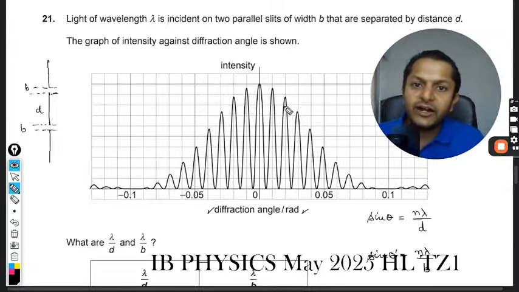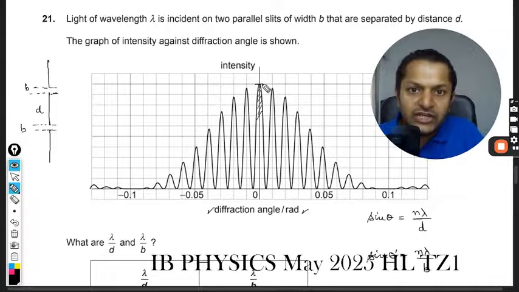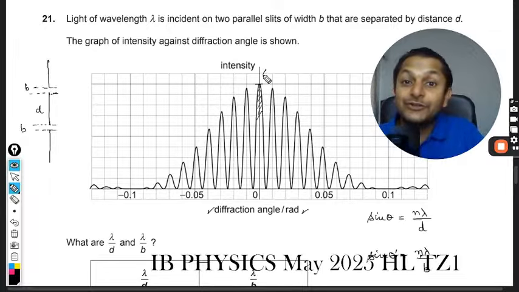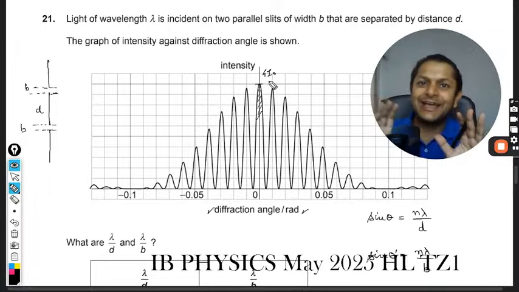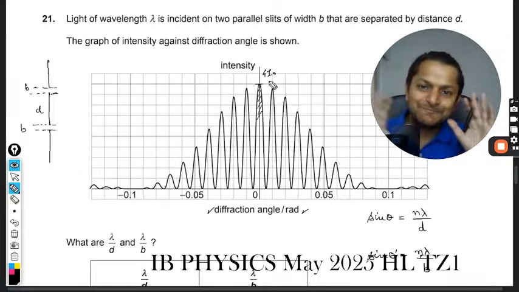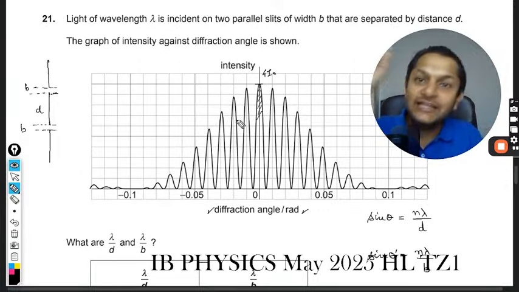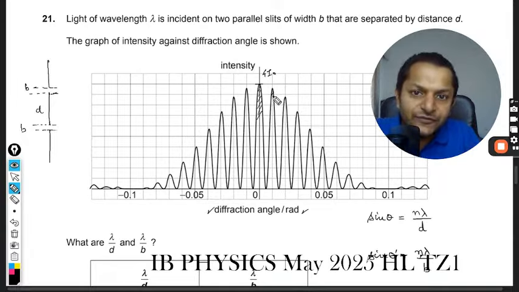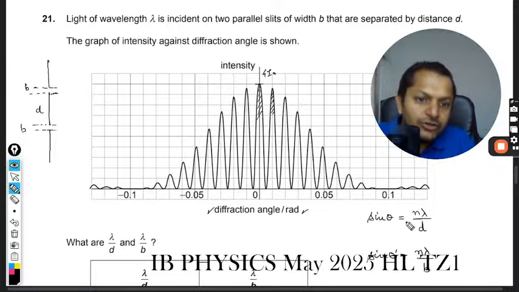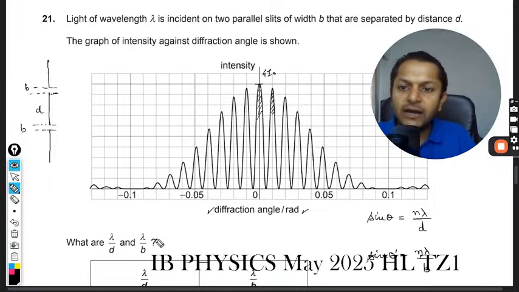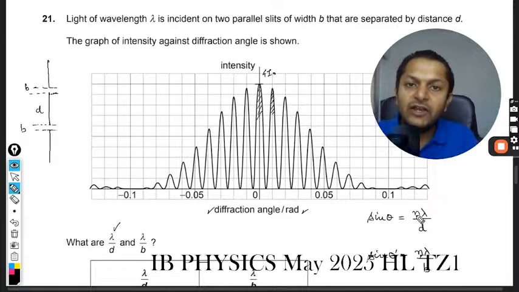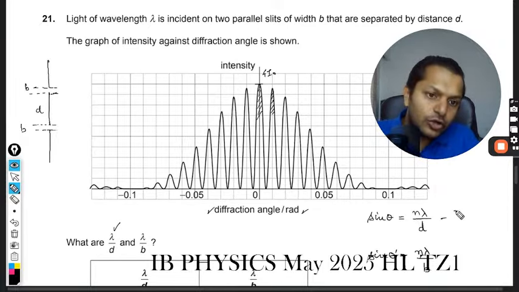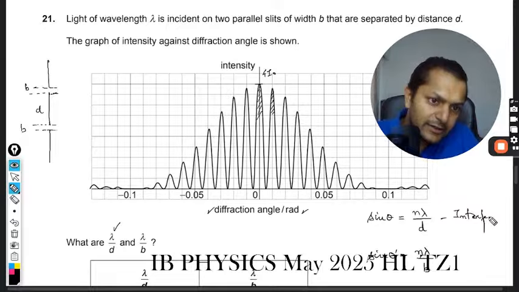Let me show you in the diagram. This is called the central bright fringe for the interference, for which the intensity is maximum. Of course, it will be 4 times I naught, since there are only 2 slits, but that is not required in the question, so don't get confused. What is required in the question is this first maxima. Now you want to find the value of lambda by d. It means the n value has to be taken as 1. So when you're talking about interference, n will be taken as 1.